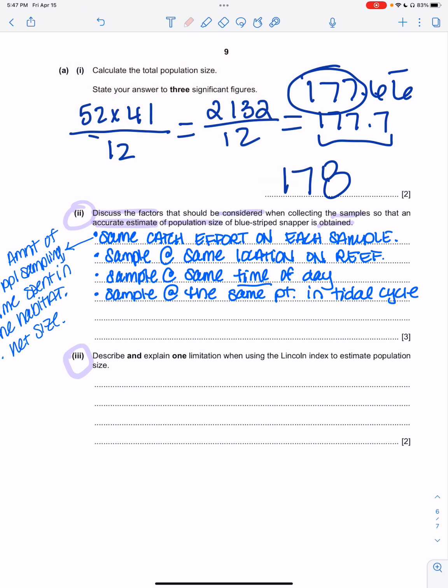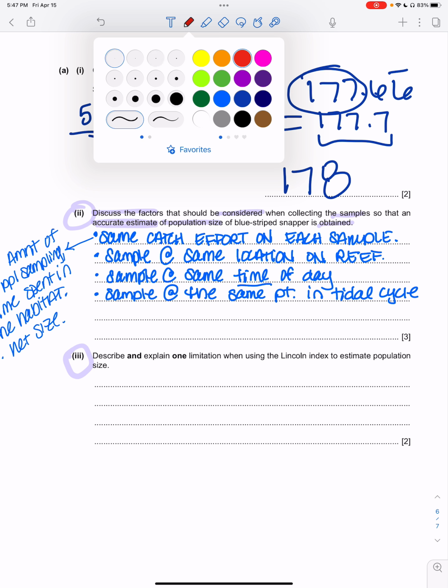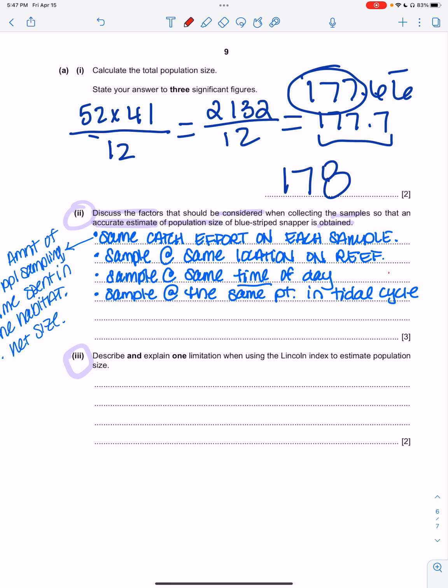What you don't want to say: you can say high or low tide. So make sure, if you're sampling at high tide, that you sample at high tide the second day. Don't say spring or neap. Those are not fluctuating throughout the day. Those happen within an entire month.